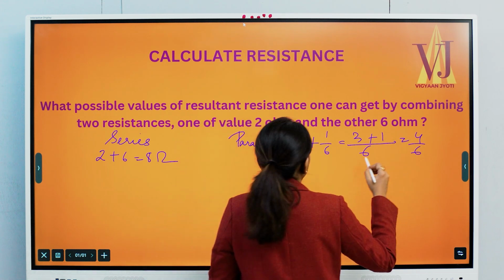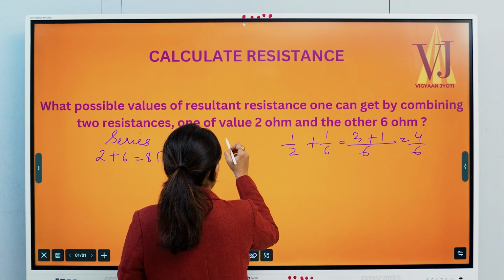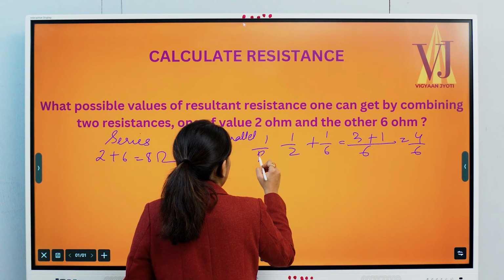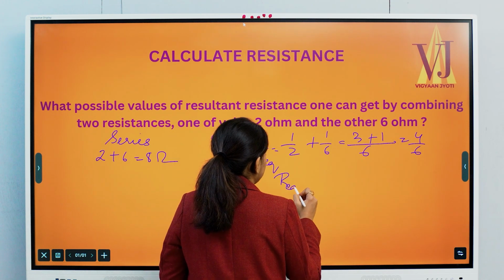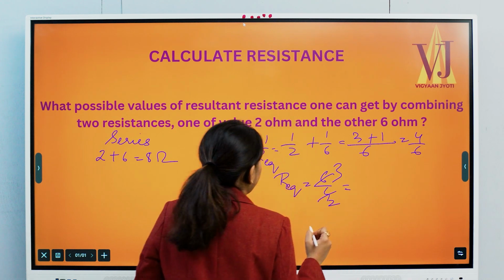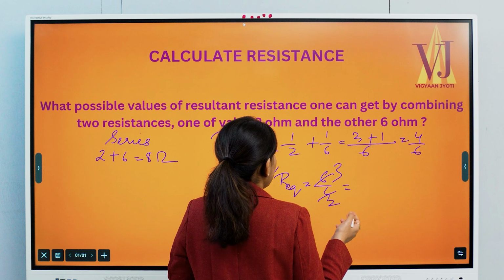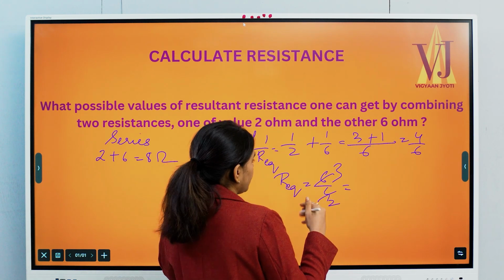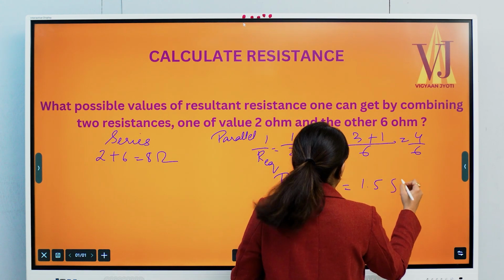Okay, so what I'm trying to say is, sorry, this is my mistake. So this is my equivalent resistance. Now we will find the reciprocal. It is 6 by 4. Is it fine? So the LCM is 6, and 2 threes, 1s, 4 by 6. So then what will we do? For the equivalent resistance we will just take the reciprocal. So 2s are 4 and 3 by 2. That means it's 1.5 ohm.